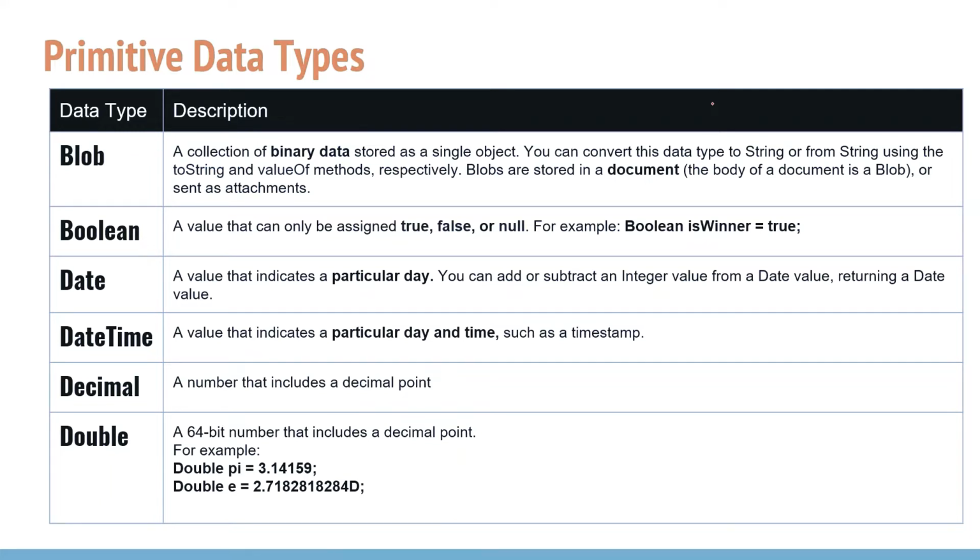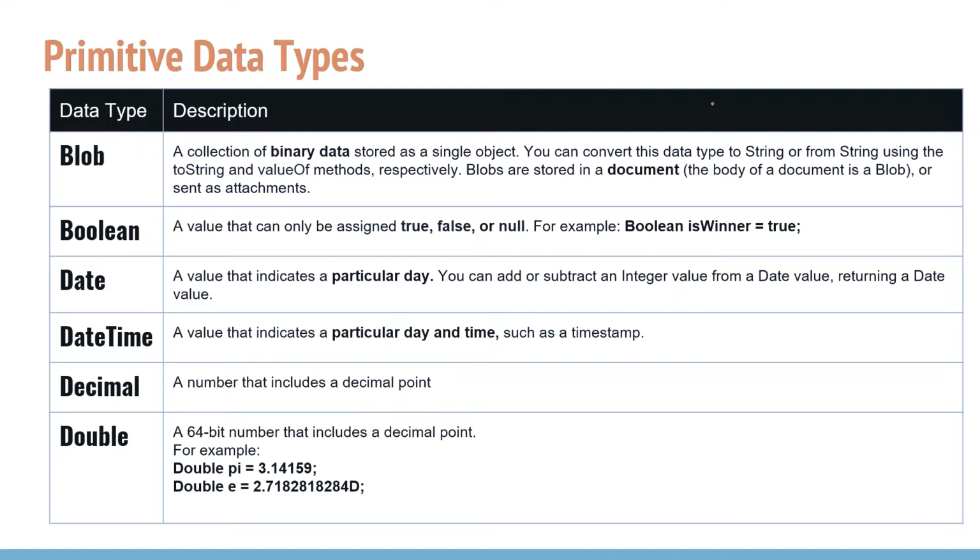Date, a value that indicates a particular day. You can add or subtract an integer value from a date value, returning a date value. Datetime, a value that indicates a particular day and time, such as a timestamp. So the created date of a particular record holds the date and time of that record.